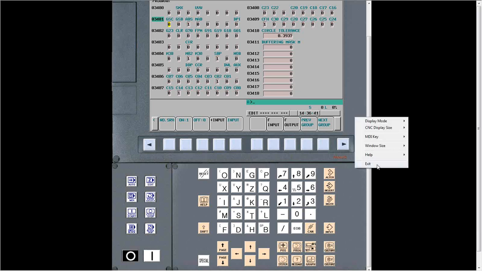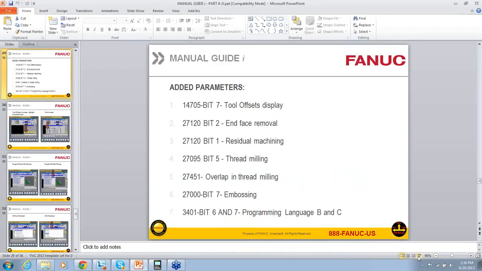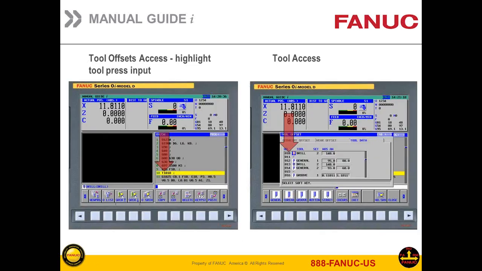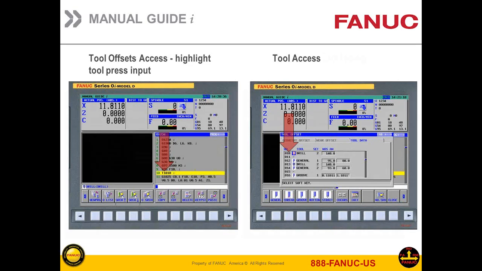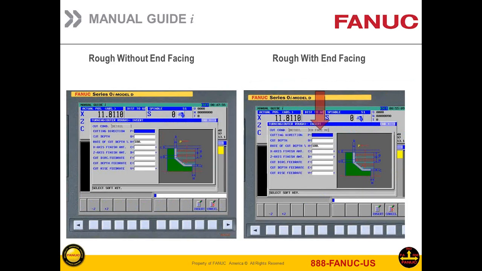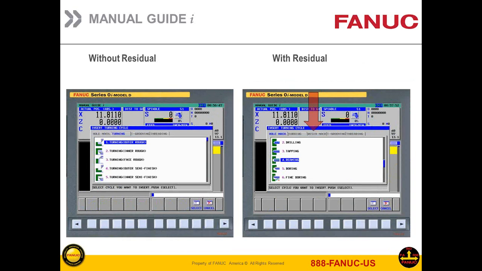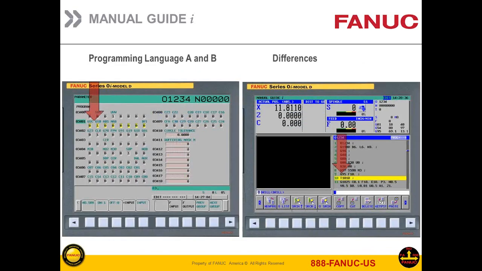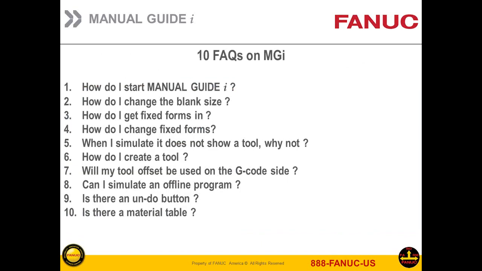Now at this point, what I want to do is get back down to this. So we want to go back to our PowerPoint presentation. We sort of went over all those. And again, this shows the different screens, how they look when you turn things on. All right. Rough without in-facing, rough with in-facing, without residual, with residual, the embossing tab, the program language A and B, and the differences.